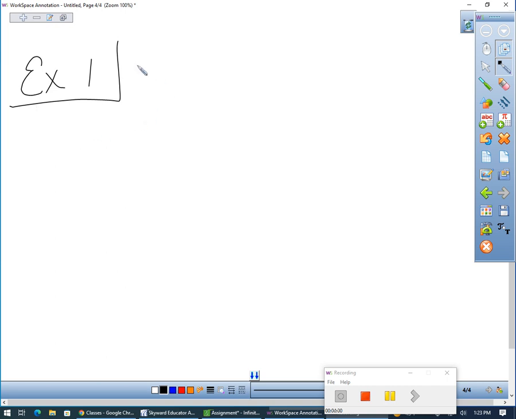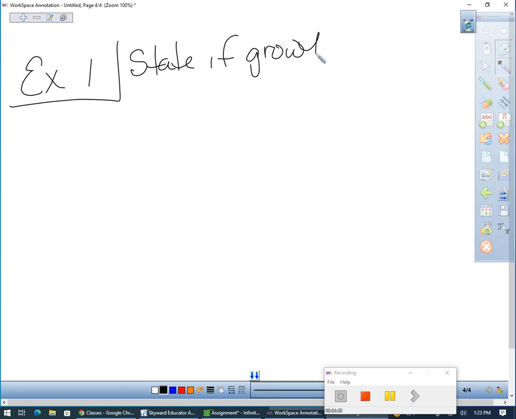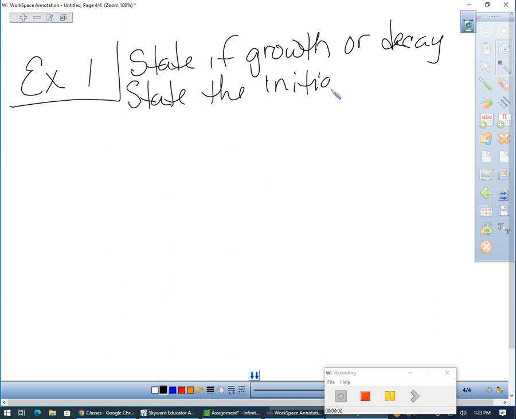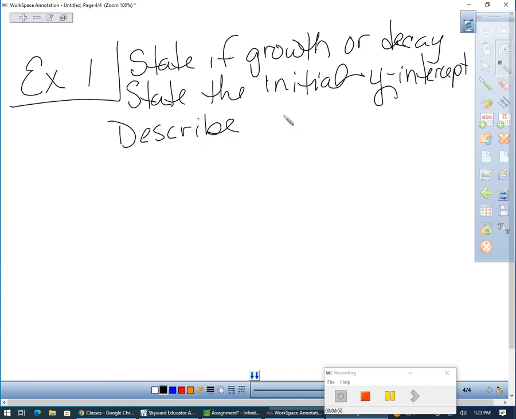This is what I need you to do. I need you to first state if growth or decay, then I want you to state the initial y-intercept and then describe the translation. So let's say I give you y equals 3.